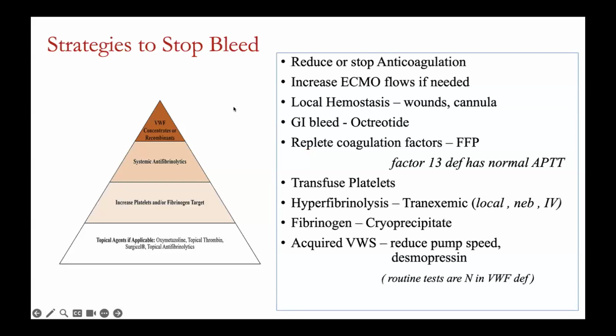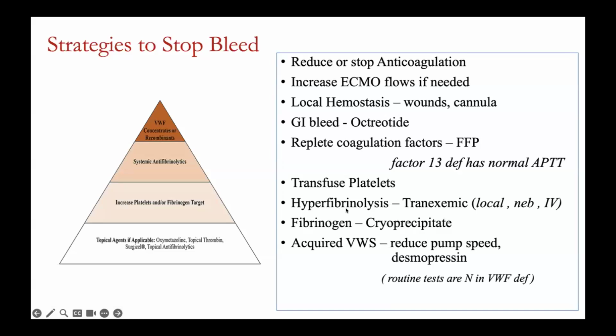So these are the other strategies to stop bleed: stop anticoagulation, increase ECMO flows during that time, local hemostasis. So wounds, cannulae, use your gel foam, tranexamic acid, even locally, is helpful. If there is GI bleed, you can give octreotide, replete your coagulation factors. Remember, factor 13 deficiency, which is also very common and has been reported in ECMO, can have normal APTT. And that's why your TEG is very useful rather than your APTT when there is bleeding.